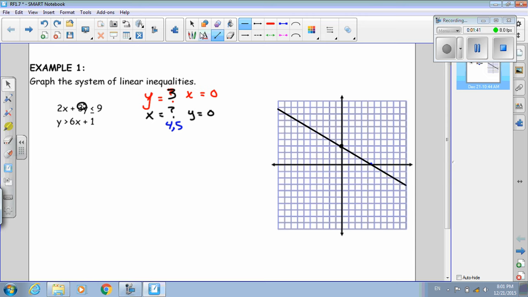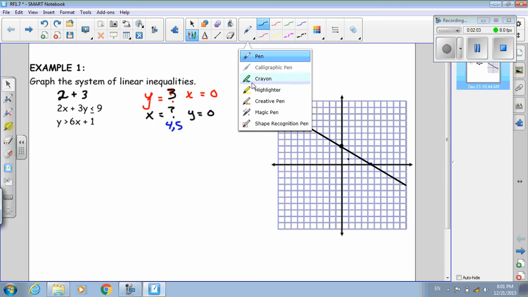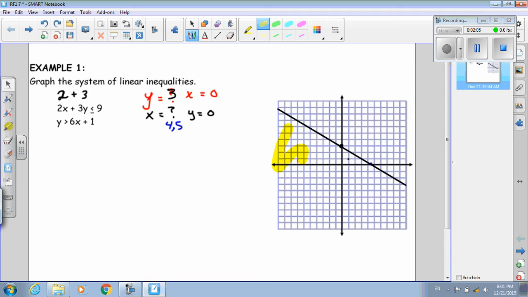Now I need to locate the feasible region, and how do we do that? We do a test point. So let's pick (1, 1), just this point here. If x is 1, I'll have 2 times 1, which is 2. If y is 1, I'll have 3. 3 plus 2, is that smaller than 9? 5, yes. So this is my feasible region for the first inequality.